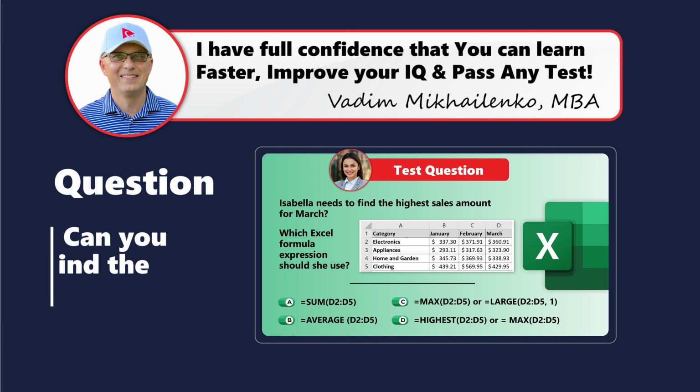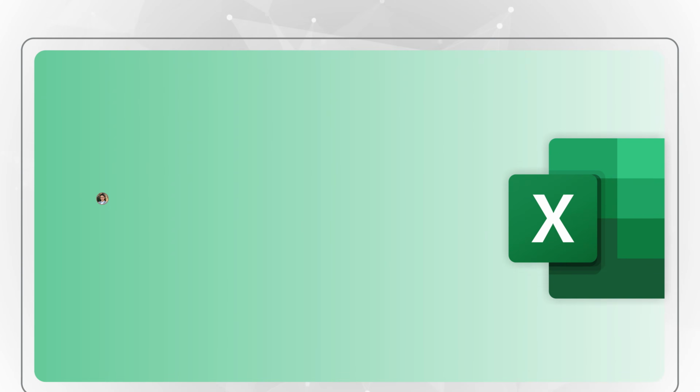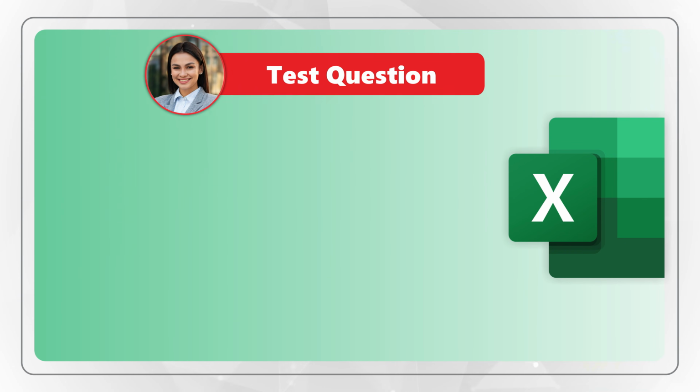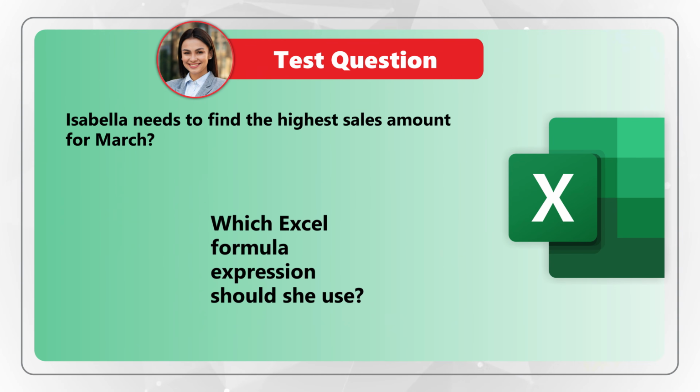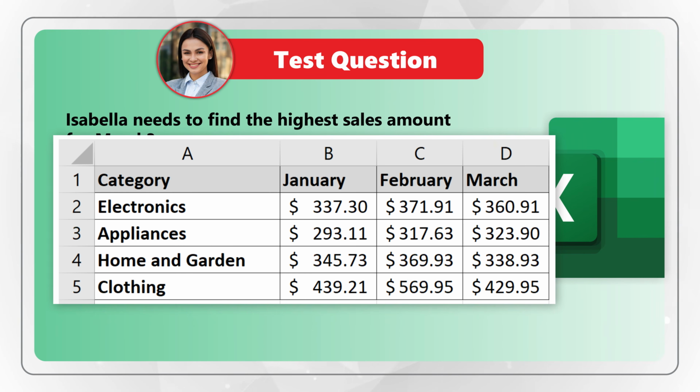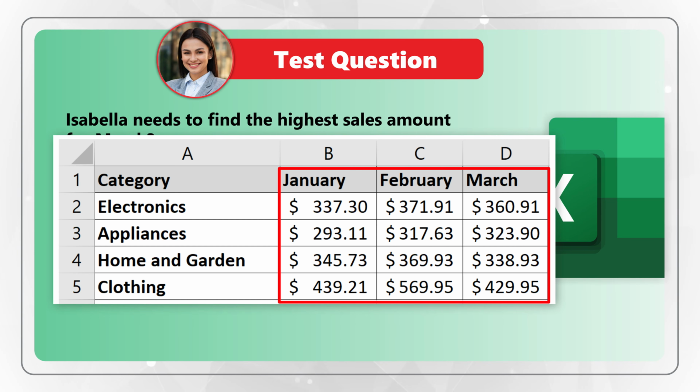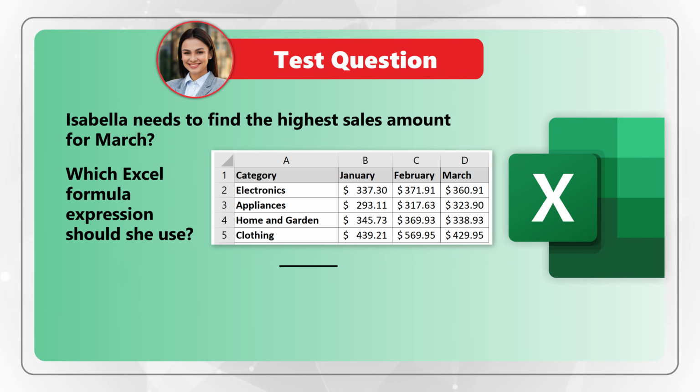Here's an amazing question to test your knowledge of basic Excel formulas. Isabella needs to find the maximum sales figure for March. Which selection is correct? You can see the data set, which shows sales for electronics, appliances, home and garden, and clothing. And sales figures are for January, February, and March. You need to select one of the 4 following choices.